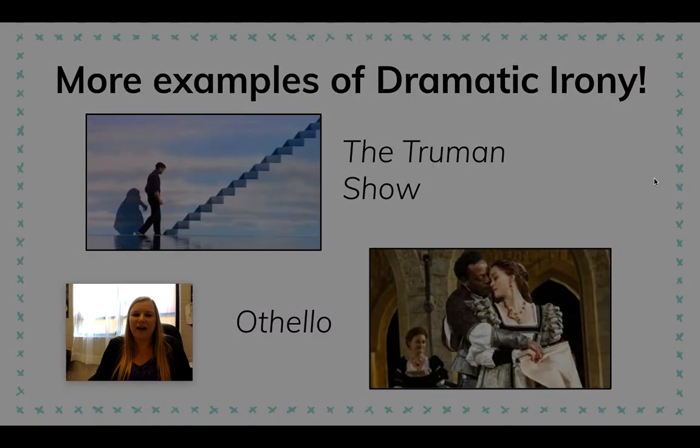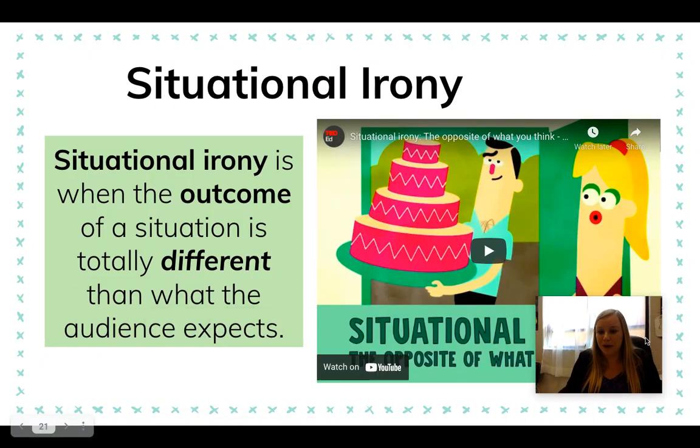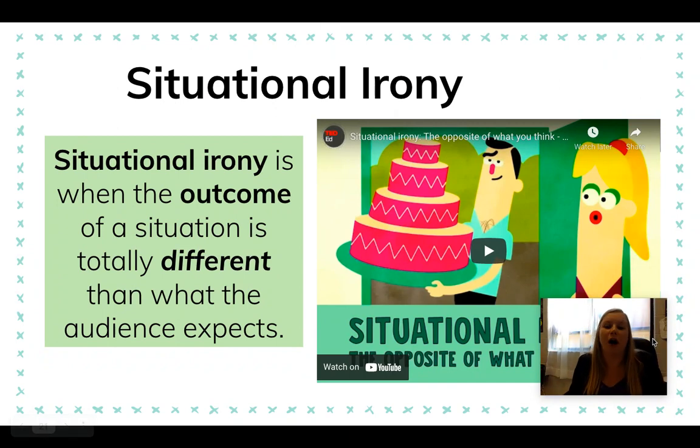The second type of irony we're going to be looking at is situational irony. Now, situational irony is probably the most common form of irony. Situational irony is when the event or the outcome is way different, completely opposite than what we would expect. Usually, situational irony can be kind of humorous, but not always. Again, I encourage you to watch these TED-Ed videos. They are so helpful in really understanding these three different types of irony.